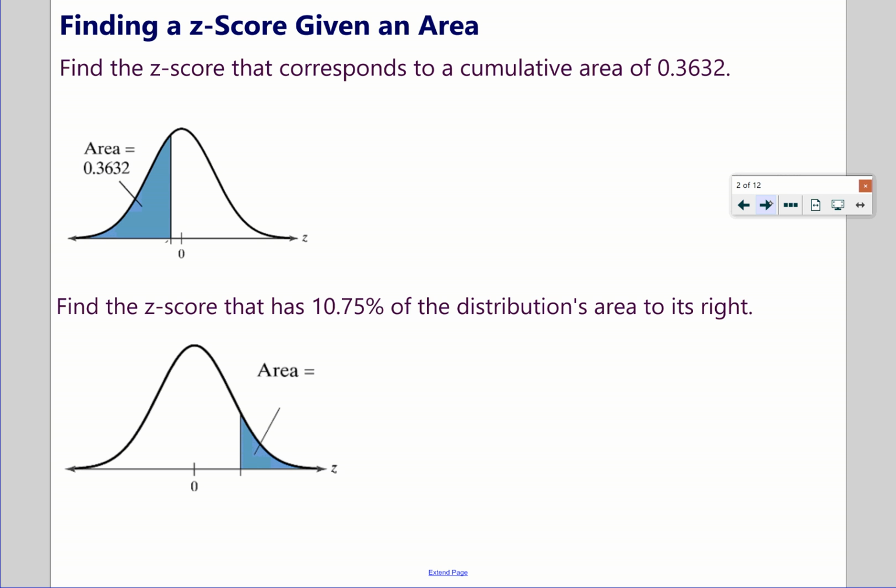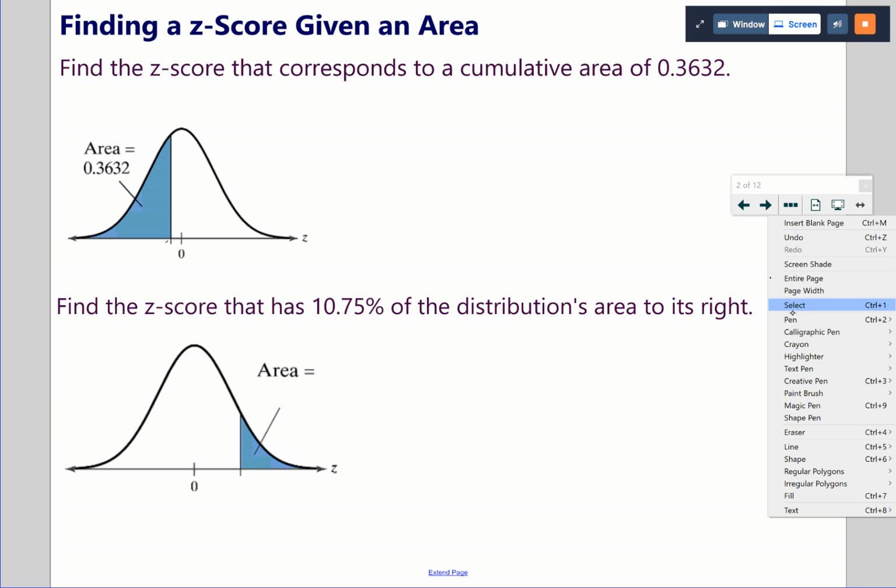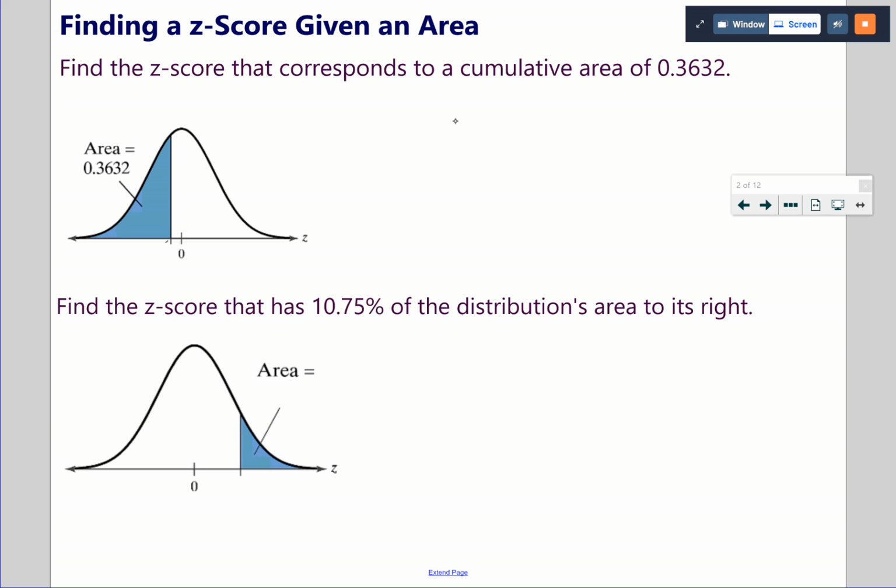All right, so find on your chart in those negative z-values, 0.3632 is what you're searching for. And negative 0.35. Everybody see it there? Negative 0.35. That is the answer to that problem. Okay. Let's do one if it's to the right.